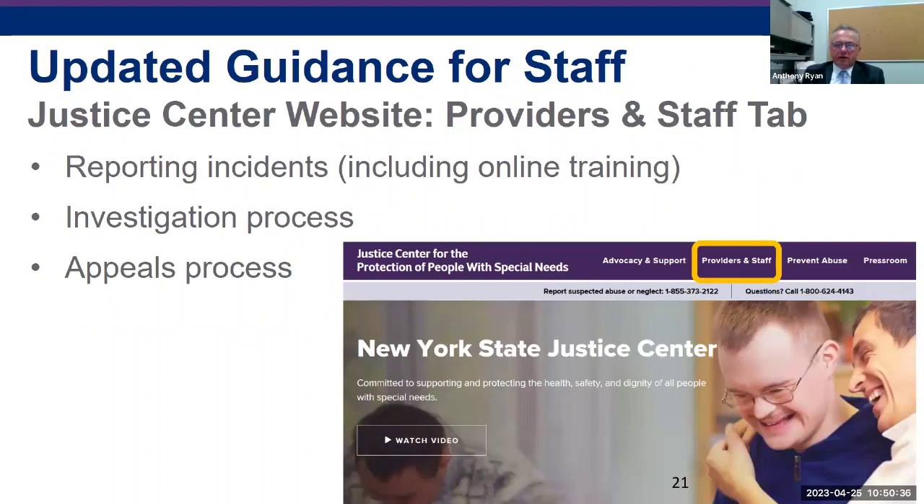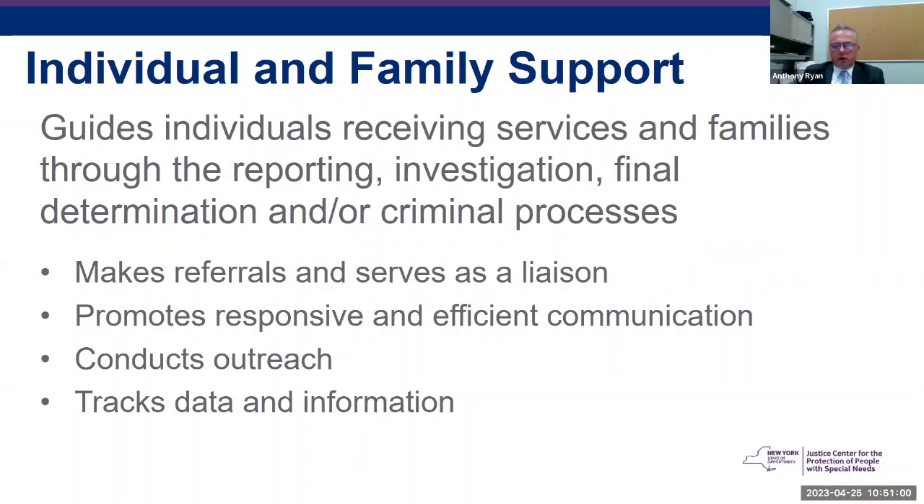We have updated guidance for staff to further explain our processes: the reporting of incidents, including online training, our investigative process, and our appeals process. It's located on the Justice Center website under the Providers and Staff tab. We also offer another unit here at the New York State Justice Center. It's our Individual and Family Support Unit.